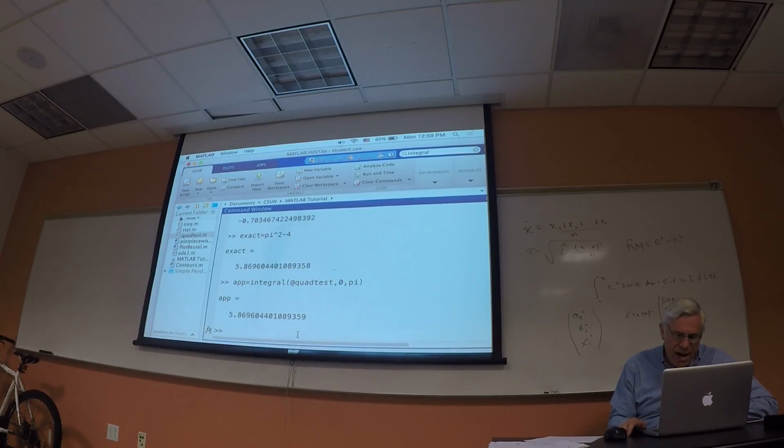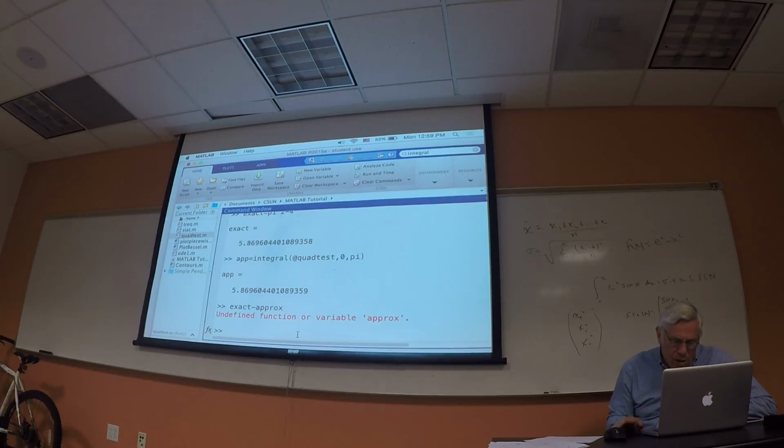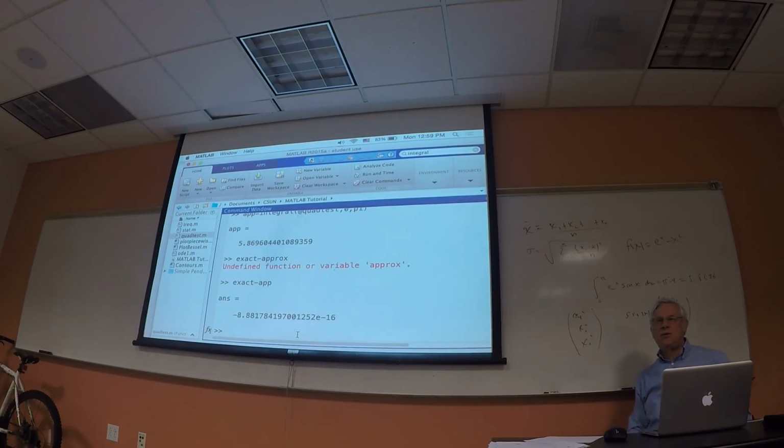Okay, you can see C exact and C approximate. Pretty good, right? Matter of fact, let's see what the error is. Take exact minus approximate. Oh, I didn't spell it right, sorry. Exact minus approximate, I call it APP, right? 10 to the minus 16. So it's basically right on, right?